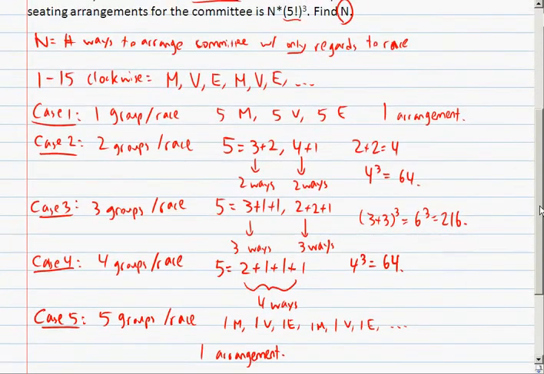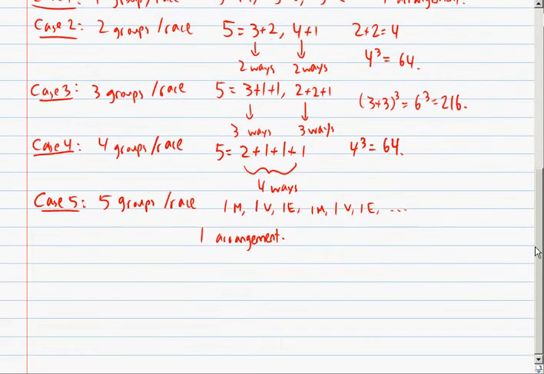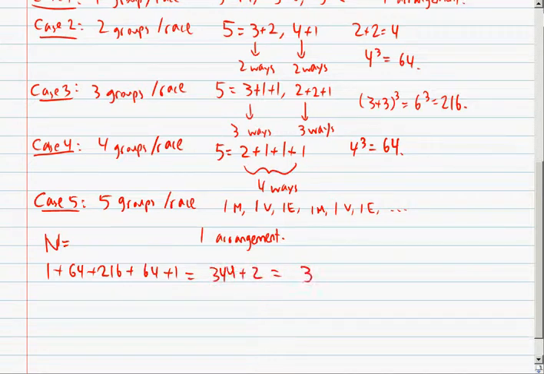So looking at all 5 cases, 1, 64, 216, 64, and 1, we just have to add them all up to get the value of n. By doing that, we get 344 plus 2, which is 346. And so in this case, we have n equal to 346.